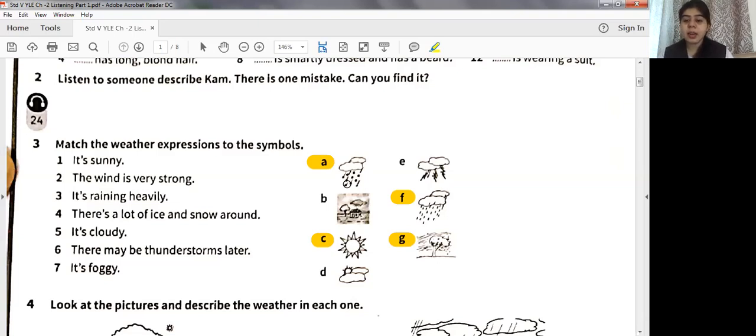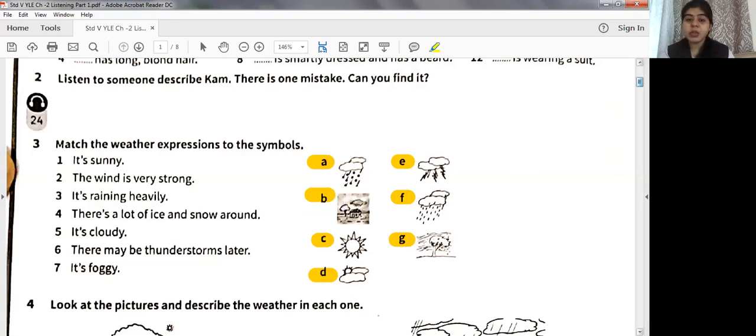Next, fifth one, it's cloudy. When it is cloudy, students, we say that the sun is hiding inside the clouds. So this is the picture, D. Next, there may be thunderstorms later. It has not started yet, students, but it may be later. So it is E. And it's foggy. You know what is foggy, students? During the winter seasons, when you all wake up early in the morning, you see fog everywhere. You cannot see anything in front. So it is B.